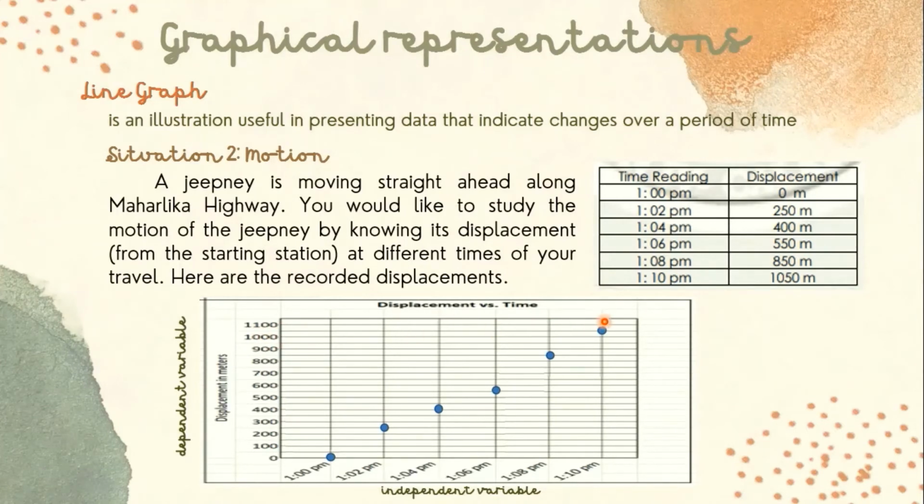Ito yung kanilang intersection. Once we're done plotting, connect the dots 1 p.m. to 1:02, to 1:04, to 1:06, 1:08, up until 1:10 p.m. Ito na yung ating line graph for this frequency distribution. From this line graph, we can also answer some questions. What is the displacement at 1:02 p.m.? At 1:02 p.m., ang ating displacement ay 250 meters.